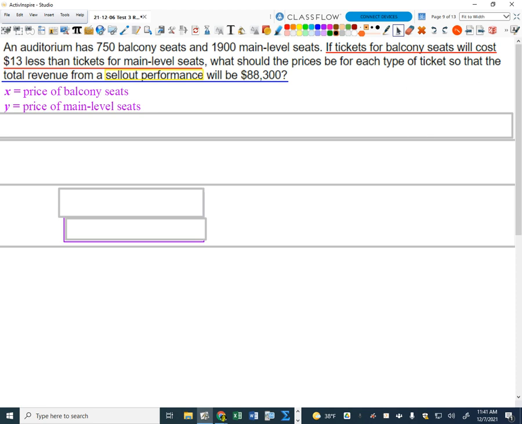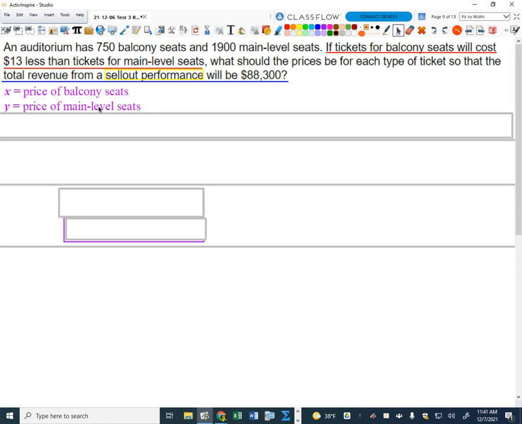Okay, what about this one? An auditorium has 750 balcony seats and 1,900 main level seats. If tickets for balcony seats will cost 13 less than tickets for main level seats, what should the prices be for each type of ticket so that the total revenue from a sellout performance will be $88,300? So they're asking for the prices of the tickets. So those are our unknowns or our variables. We got to write that down.